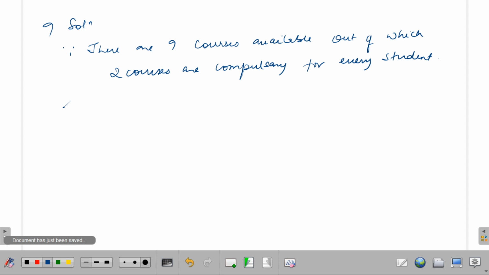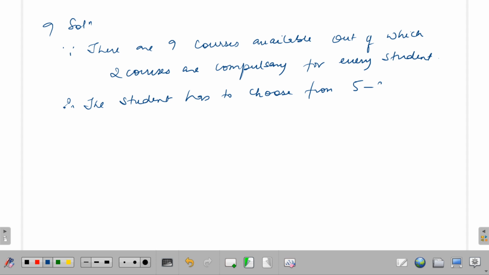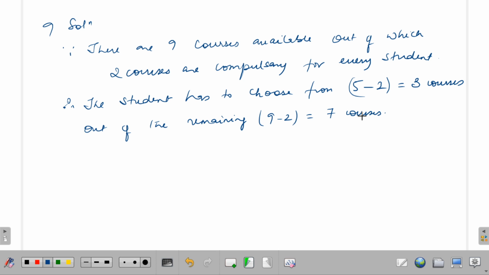Therefore, the student has to choose 5 minus 2 equal to 3 courses out of the remaining 9 minus 2 equal to 7 courses, in nothing more than 7C3 ways. So if it's 7C3, that means 7 into 6 into 5 divided by 3 into 2 into 1. I cancel this one. The answer is 35 ways. So that's all about your question number 9.